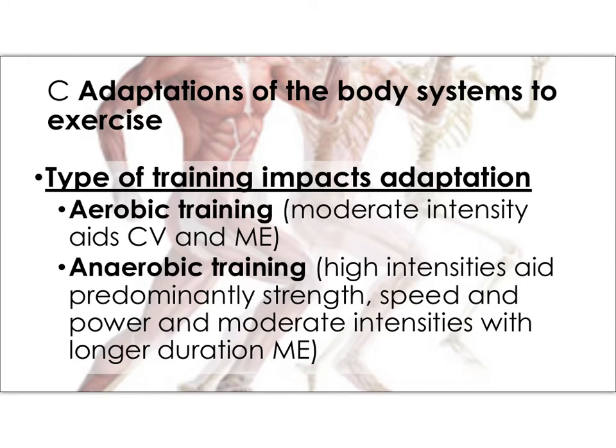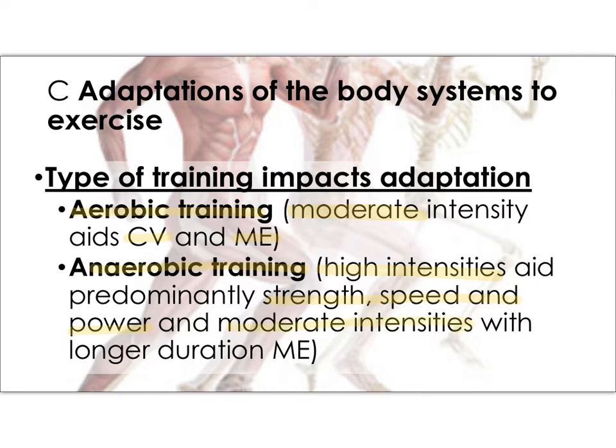So the 2 types of training I've mentioned already. We have aerobic training, which is looking essentially at moderate intensities, and it aids the cardiovascular system, heart and vessels, and muscular endurance. That's the ability of your muscles or a muscle group to repeat contractions for prolonged periods. The anaerobic training is looking at higher intensities that will predominantly help us with strength, speed and power. So we're looking at games like rugby or netball.